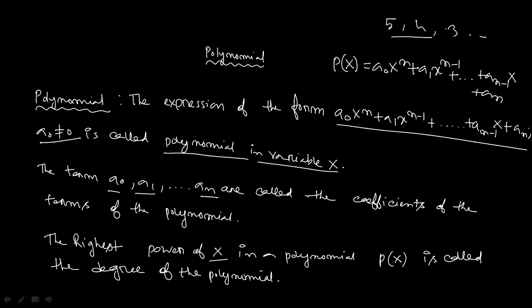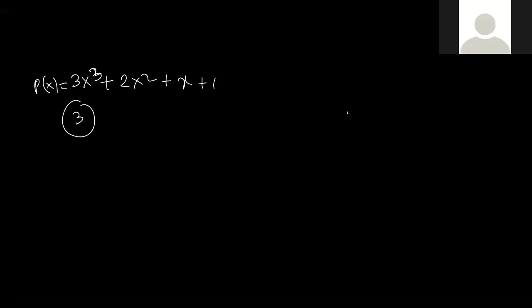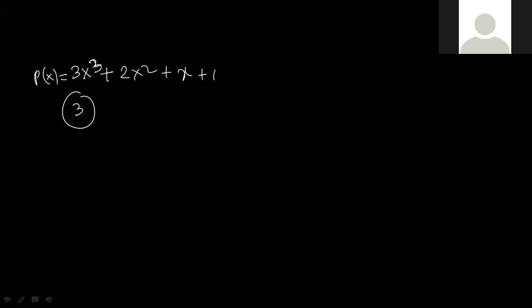Now see, suppose let me take one example. Suppose 3x cube plus 2x square plus x plus 1. This is a polynomial in the variable x. Now the degree of this polynomial will be 3. Why? Because here the highest power is 3. That's why the degree of the polynomial will be 3 here.